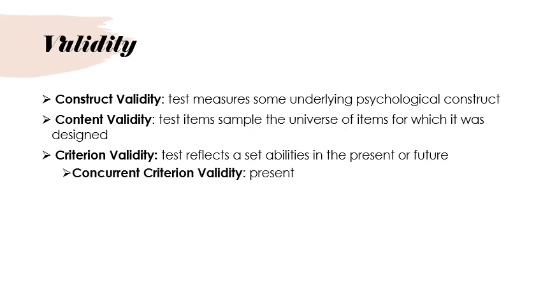The first one that we're going to talk about is concurrent criterion validity. And this type of test reflects some sort of abilities in the present. So for this, an example would be an achievement test. Achievement tests are used in schools to see if a student is learning the curriculum the way that they should. This is separate from an IQ test, because IQ tests just test how well your brain functions essentially.